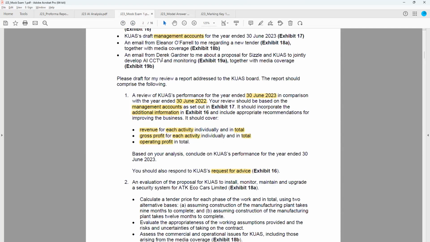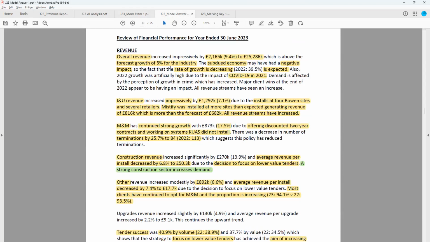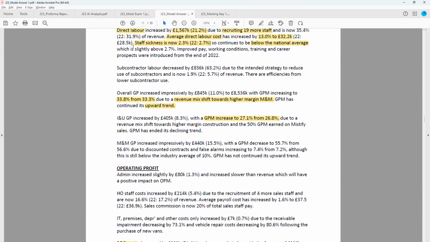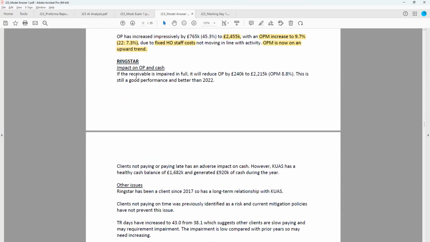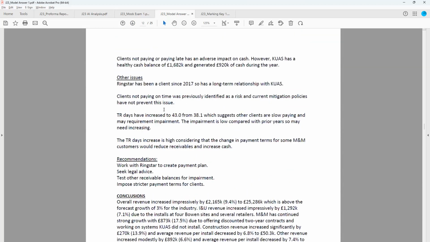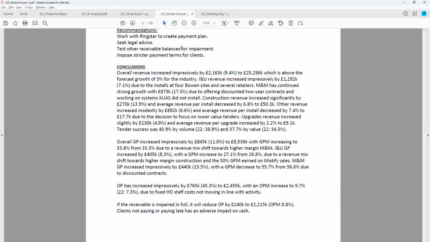The requirement was to look at revenue by each activity and in total, gross profit, each activity and in total, operating profit, and the request for advice. And we let that requirement wording drive our headings. And we should always do that with all requirements. So we had a heading for revenue, one for gross profit, one for operating profit, and then one for the Ringstar issue. So we need to make sure we have a conclusion on each of those sections.